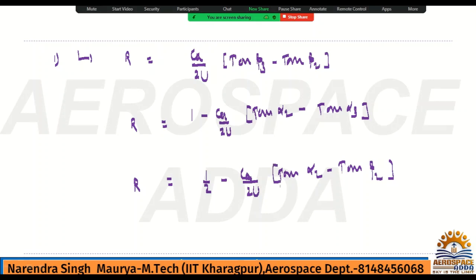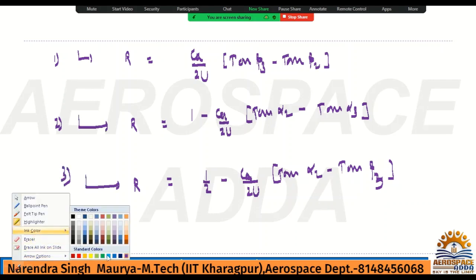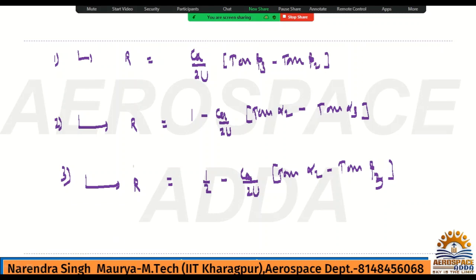So this is the formula for tan beta of reaction. Tan alpha 2 minus tan beta 3. Sorry, now it is correct: tan alpha 2 minus tan alpha 3. So all three formulas you need to remember. It is very special actually. Anyhow, you need to mug up this formula.